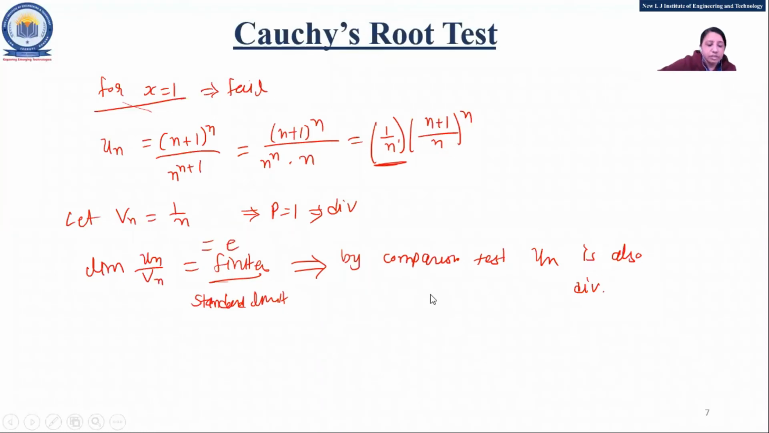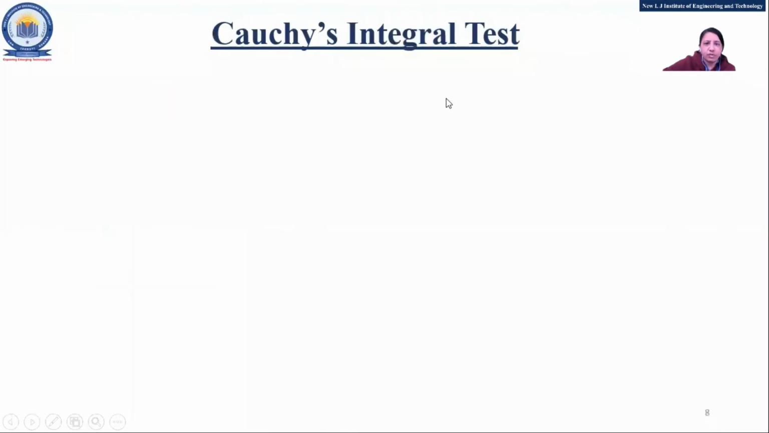Okay, so this is about the root test. Now the next topic is the integral test. What is the difference here from the other tests? If summation n equal to 1 to infinity un equals summation n equal to 1 to infinity fn, that means whatever un is there, you have to take it as fn. It is a positive term series.